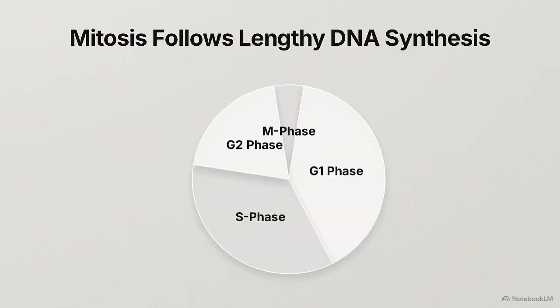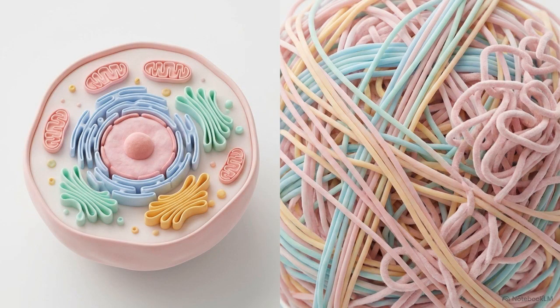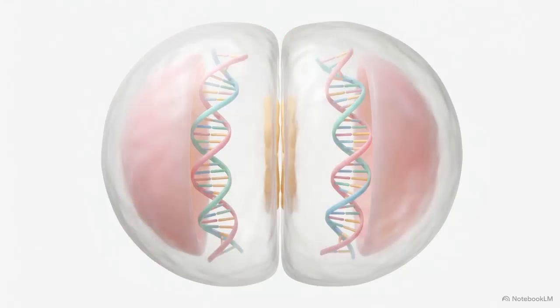Mitosis, or the M phase, is specifically the mechanical separation phase. It occurs only after the cell has already duplicated its DNA during the synthesis, or S phase, of interphase. The entire mechanism of mitosis is designed to solve a single logistical problem: how to physically split a cell while maintaining an exact copy of the genetic blueprint in both halves.